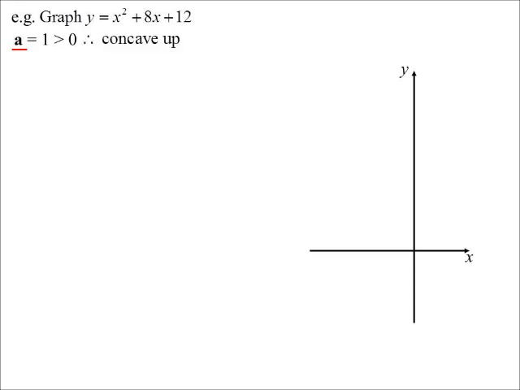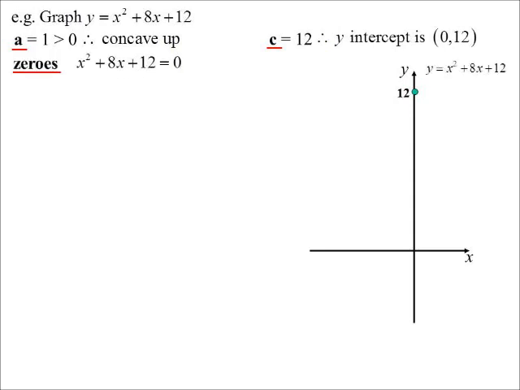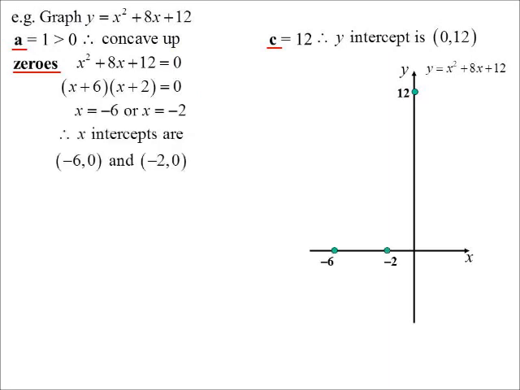Alright, let's graph this one. Now, I'm not saying you'd write this down, but these are the sorts of things we look at to help graph it. A is 1, that's a positive number. I know I've got a concave up parabola. C is 12, so the y-intercept, I'll just plot that in. The zeros, if I solve that equation, I end up with negative 2 and 6. So we'll plot those 2 points in.